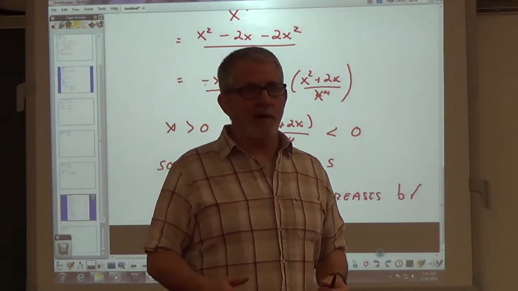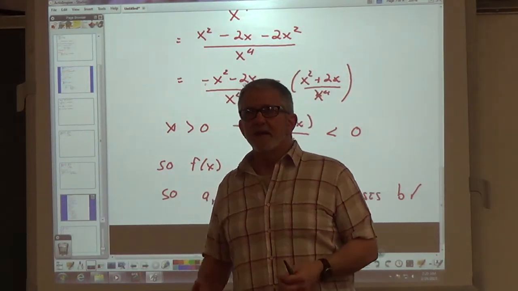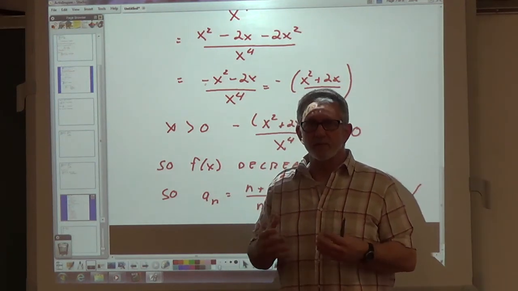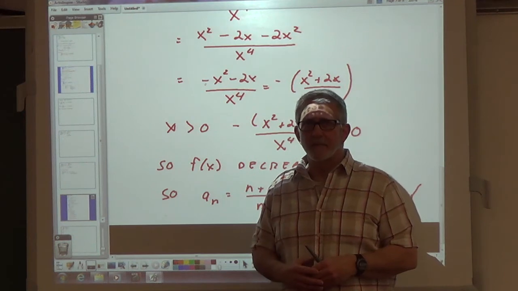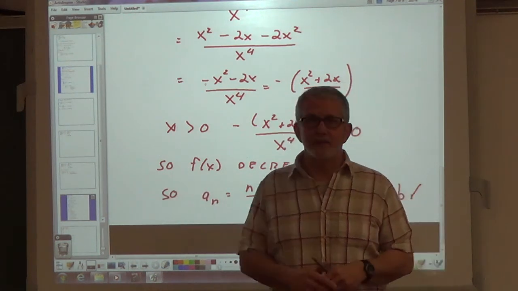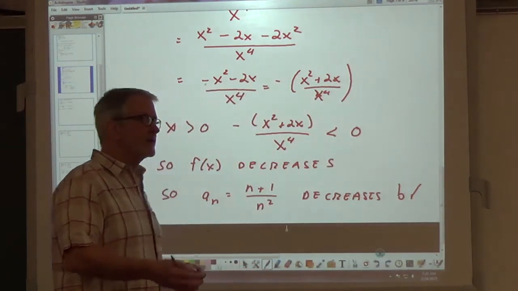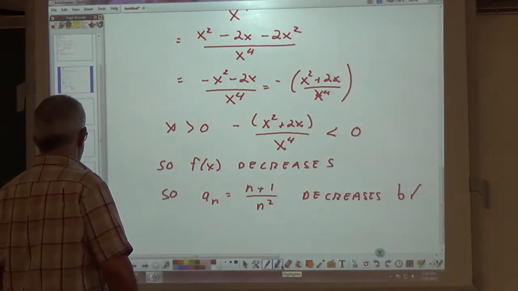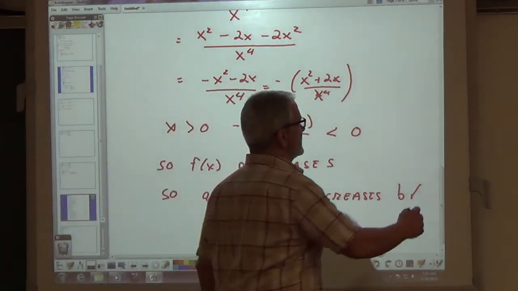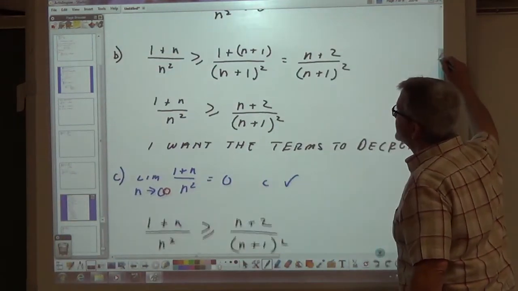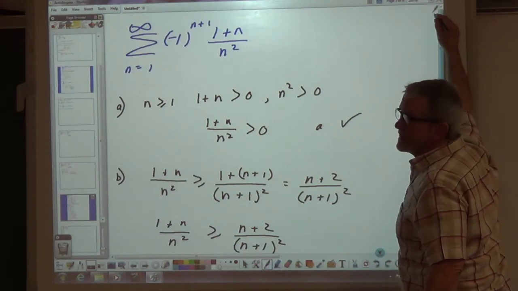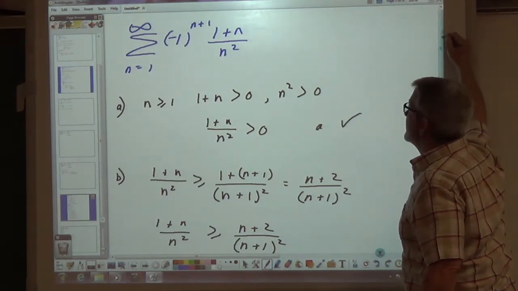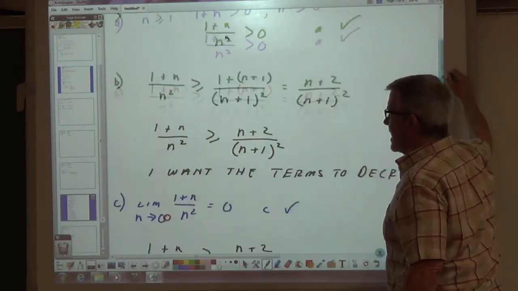There are some of the more elaborate alternating series problems where you have to find that derivative and verify that those terms do indeed decrease. And we verify that by looking at the derivative. Derivative negative implies the function is decreasing. So all three of the conditions hold. So this particular series does converge, because I have verified all three conditions A, B, and C.